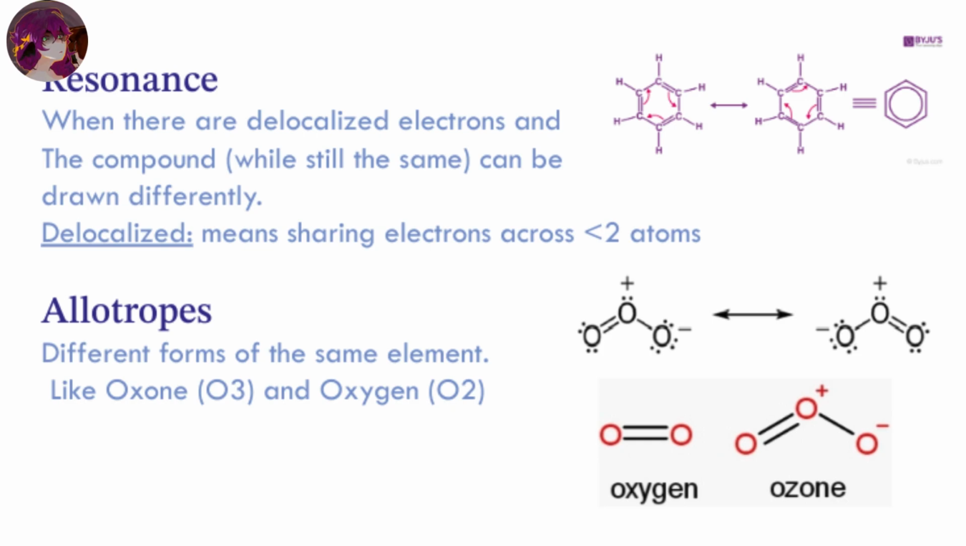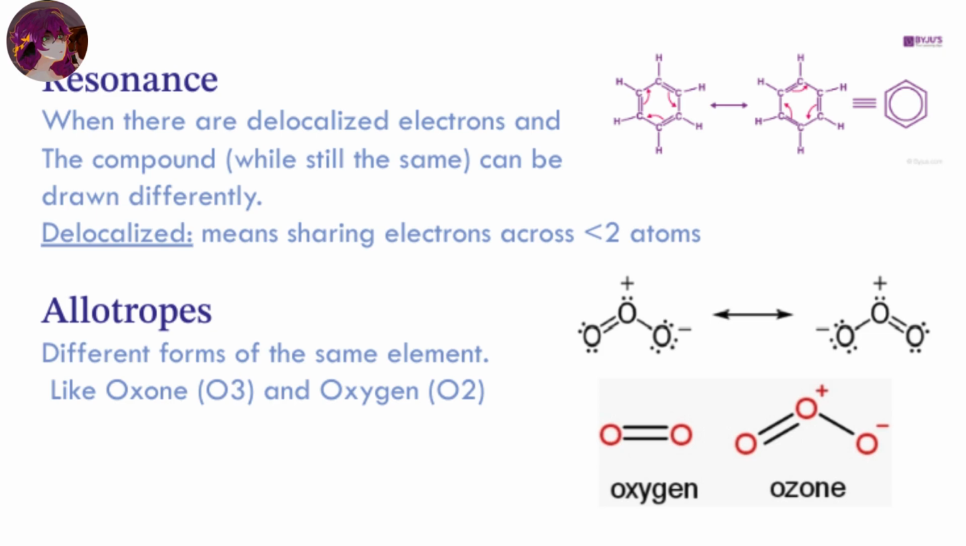Anyway, resonance. This is one of my favorites. So this is when there are delocalized electrons. The compounds, while they're still the same, can be drawn differently. Here we have a ring of carbon with hydrogen on the outside, which you can form the carbon bonds to each, but also it's not strict, so they can be on either end. And a better way to draw this, if you were going to combine 2 of them, was to draw it like a circle, I guess, inside of an octet. And delocalized just means sharing electrons across 2 or more atoms.